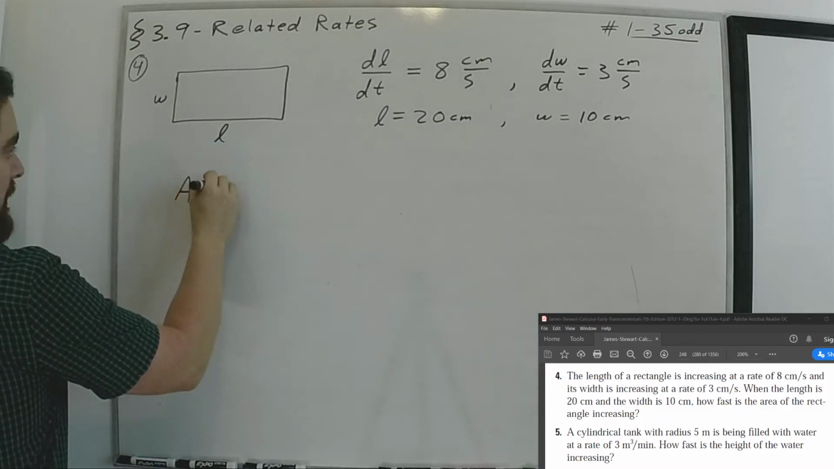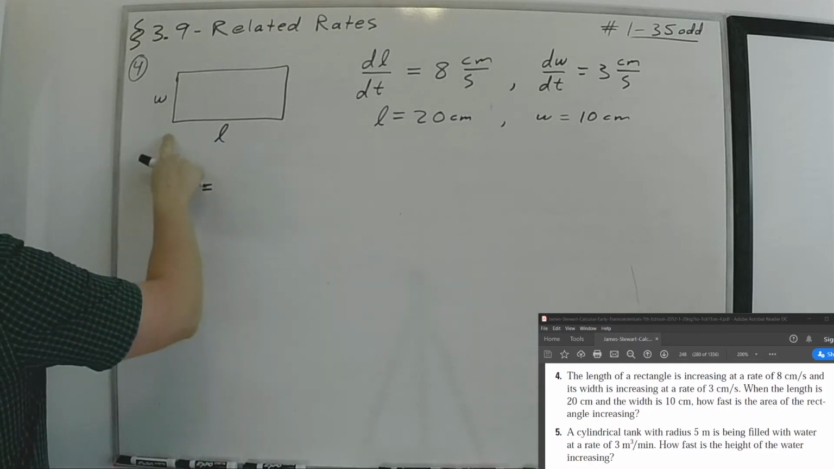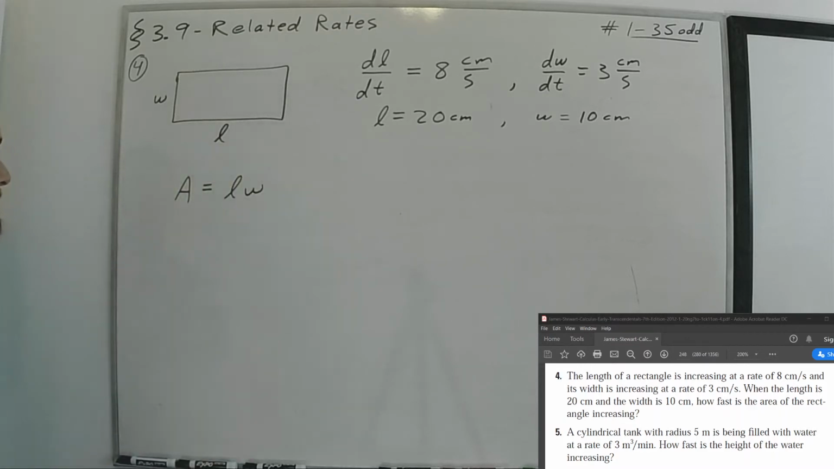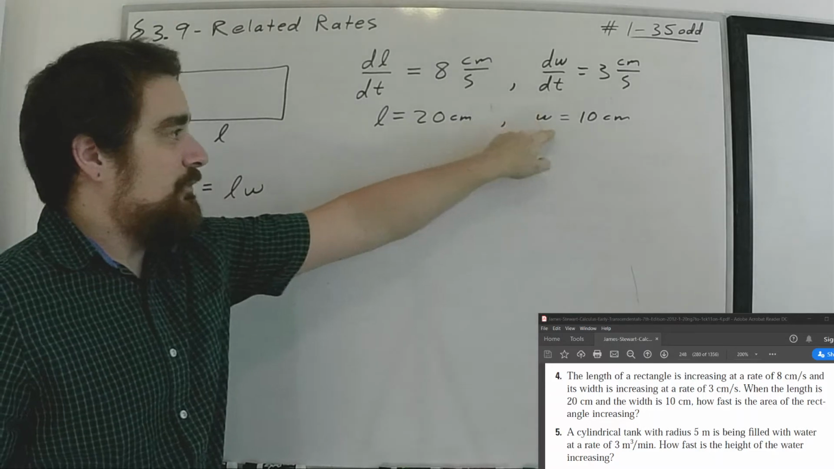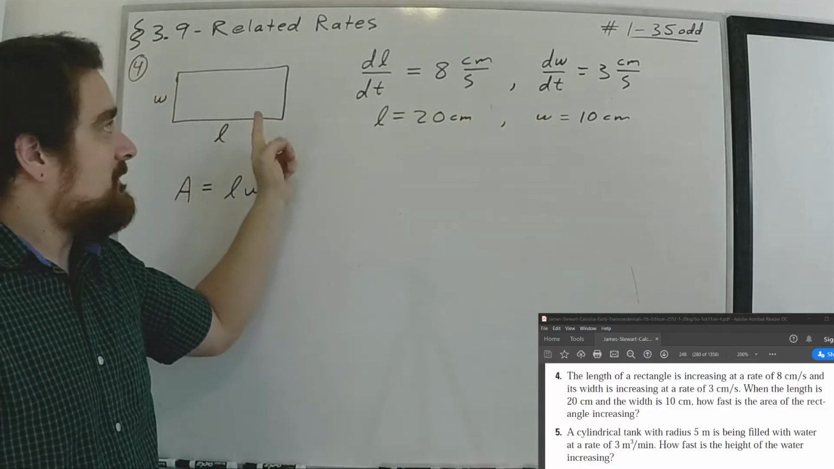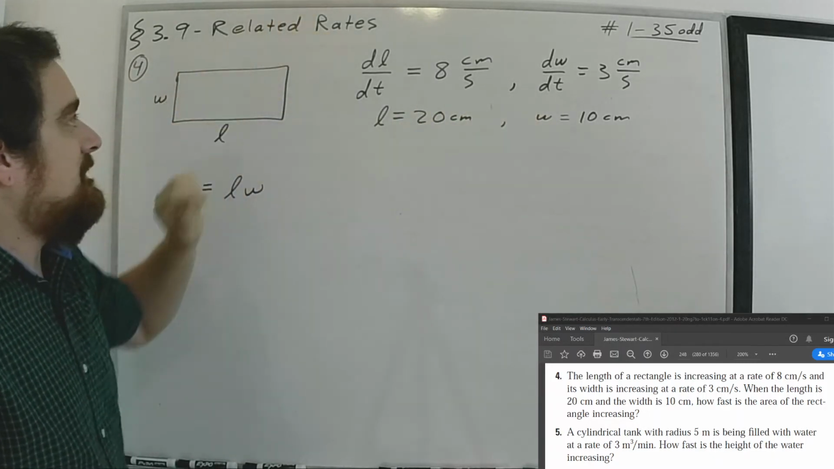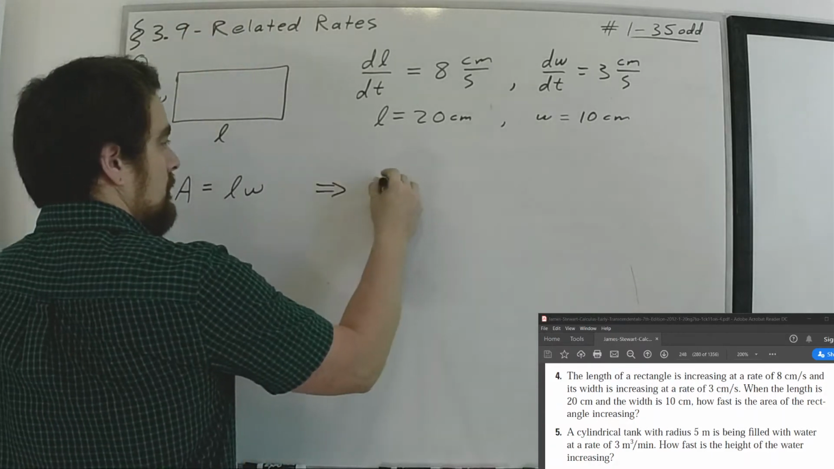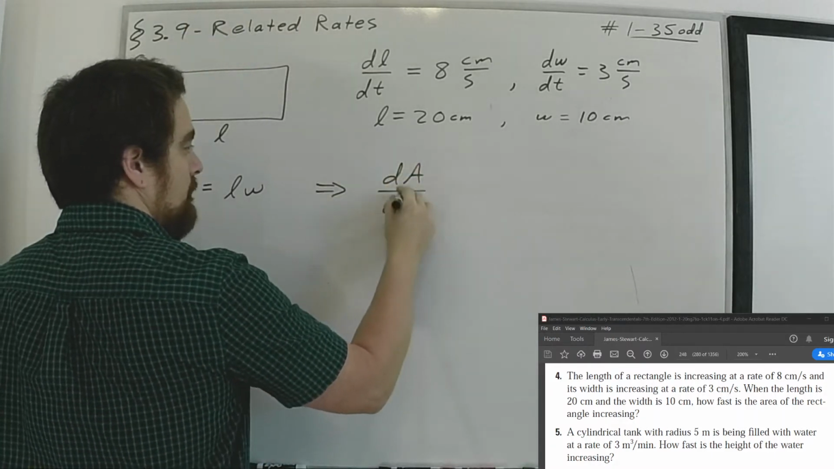I'm going to use capital A. Since we're talking about areas, length times width, or you can do width times length. However you do it, doesn't matter. It's commutative. So if this is my area, I could simply plug in W and L and tell you the area. But that's not all that's happening. They want to know how fast the area is changing. They want to know the change in the area with respect to time.